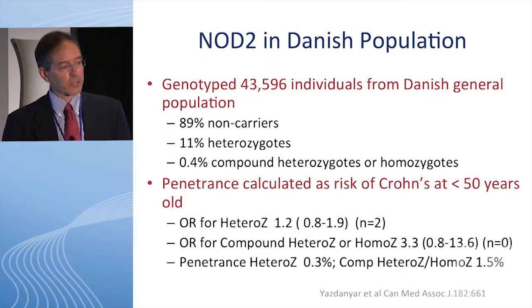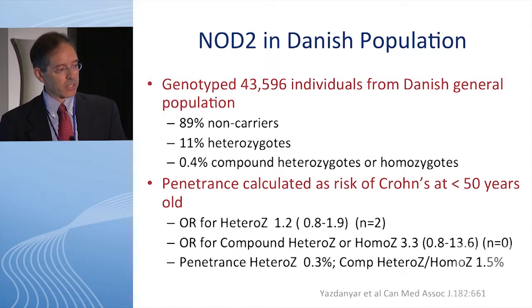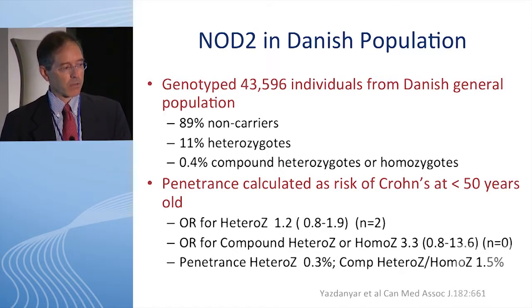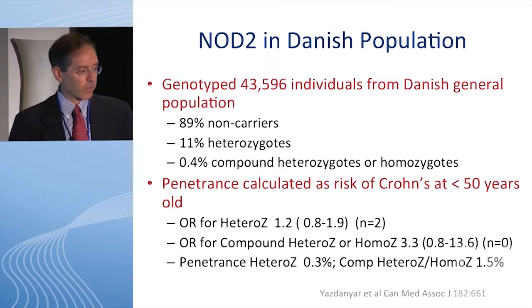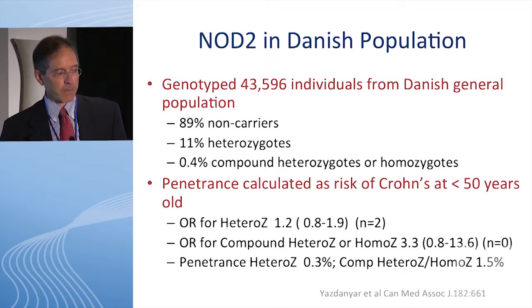And when we look at this particular study, NOD2 in the Danish population, they had genotyped 43,000 general population patients for other purposes, and they looked back at NOD2, it was about 11%. So you still have a sizable percentage of people who are at risk here for Crohn's disease. 0.4% were either compound heterozygotes or homozygotes. And they looked then at the population to see how many people had Crohn's disease. Well, in the heterozygote population, it was 2. So no increase over the background population, despite the fact that this is an important risk factor for Crohn's disease. And in the compound heterozygotes, which we think really should be even more increased, it was 0.